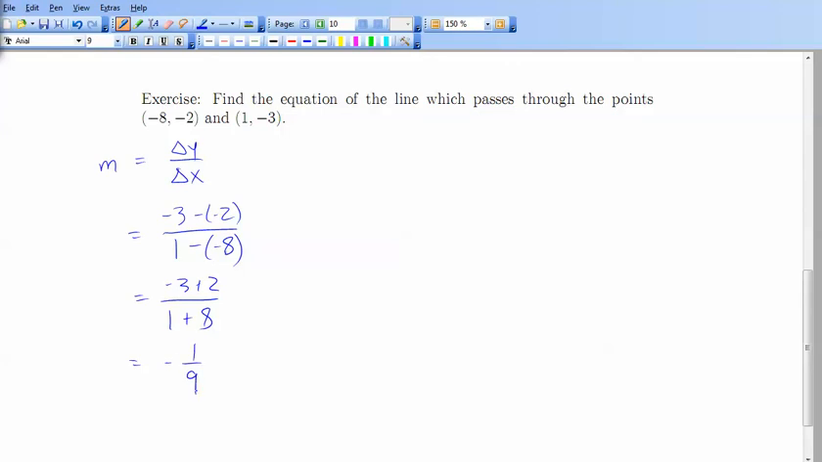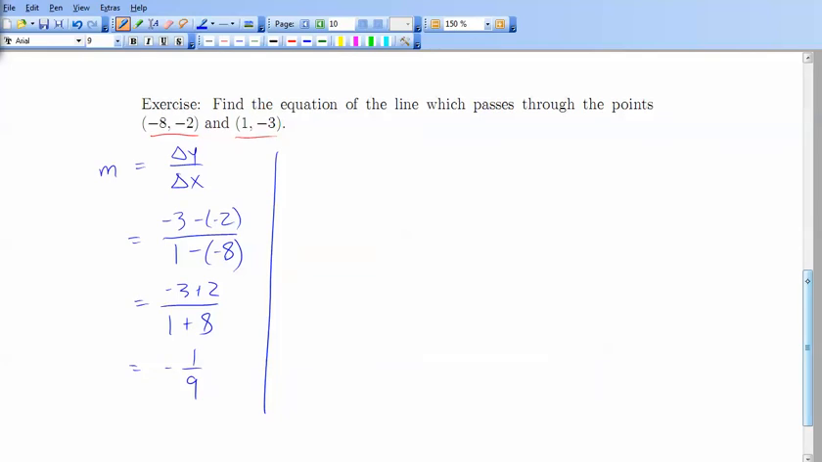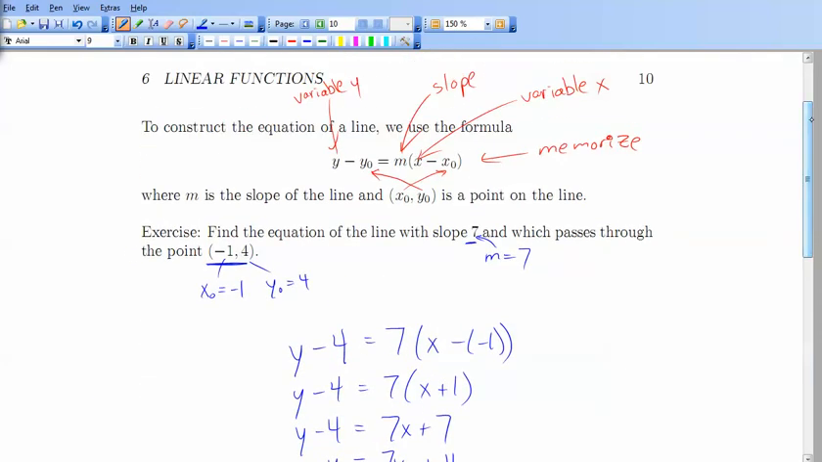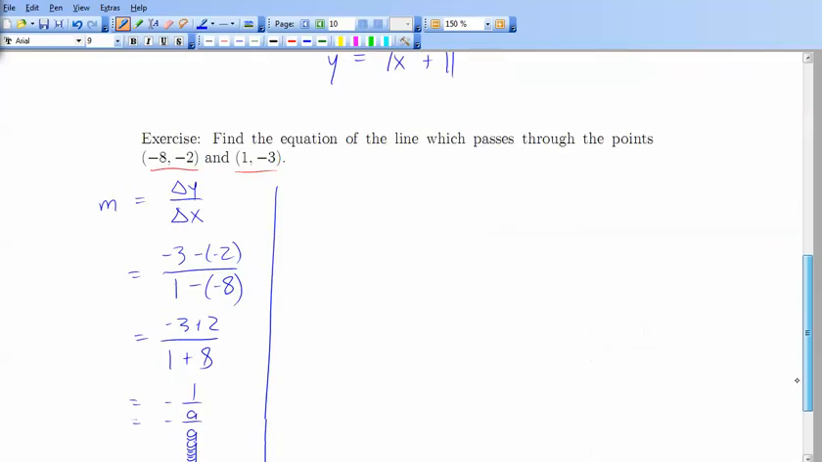And now, what have we got? We've got our m value, it's -1/9, and we have a point on the line. You can choose either one, it really doesn't matter. You'll get the exact same equation for the line either way. So, I'm going to use my formula at the top of the page. Okay, I have my point x0, y0. I can choose either one of them. I have my m, my slope, it's -1/9, and I'll use that formula.